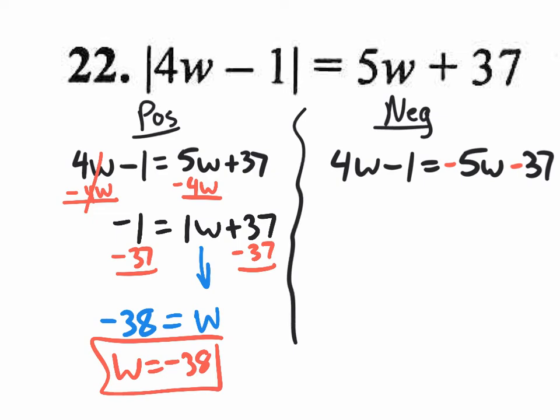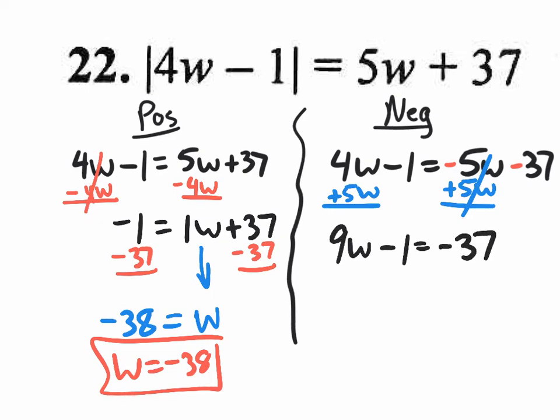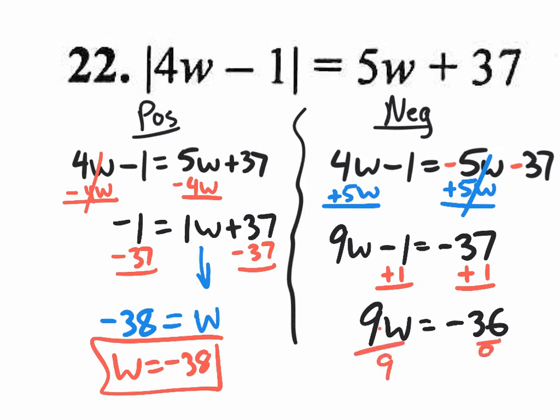Now for the other one, I'm going to add 5w. We end up with 9w minus 1 equaling negative 37. And then I add 1 and add 1. 9w equals negative 36. Final step will be to divide by 9. W equaling negative 4.